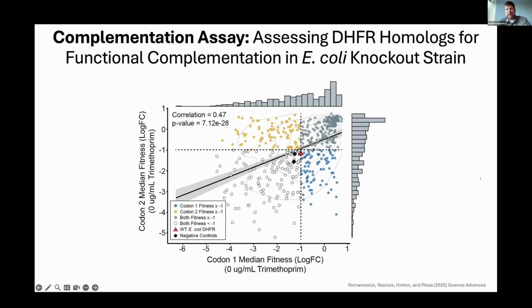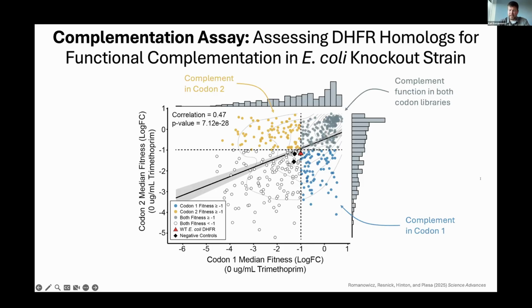So now here's a look at the fitness correlations between these different codon-optimized libraries, where the majority of the shared homologs are capable of complementation in both codon libraries. However, you still have this subset of homologs where complementation is pretty codon specific. You can see the points in blue correspond to the codon 1 library, and then the points in orange at the top correspond to the codon 2 library. And then, of course, there's also a set of homologs that were unable to complement function in either codon library.